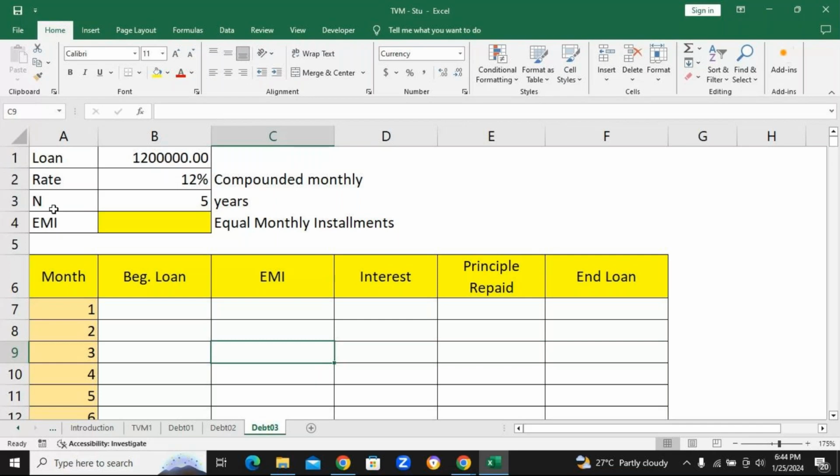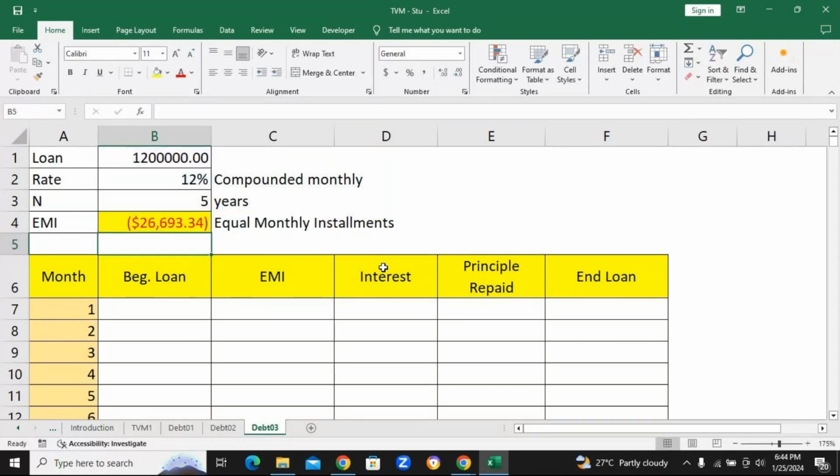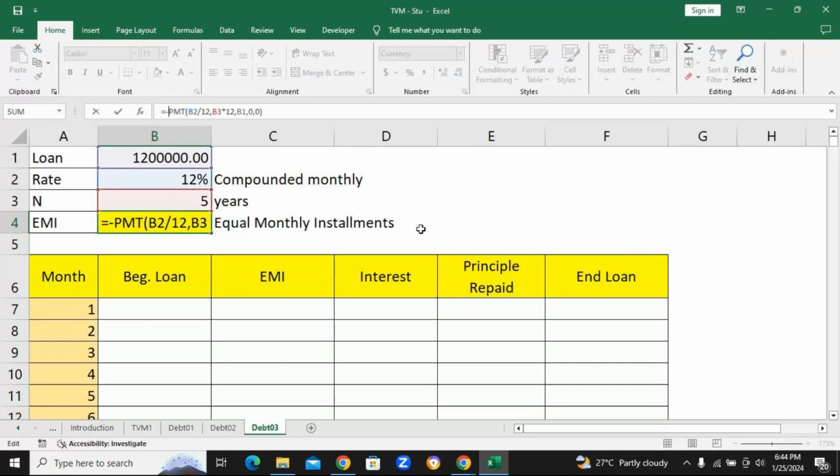So let's see. Equals EMI, open the bracket, rate is 12%. Here they are telling equal monthly installments, so I have to divide by 12. NPER is 5 years, which has to be multiplied with 12. Present value is 1,20,000, and future value is 0. I wanted to check it for the end of the period. So the amount is 26,693 that I'm supposed to pay. In order to apply it for the further calculation, I'll just put minus.